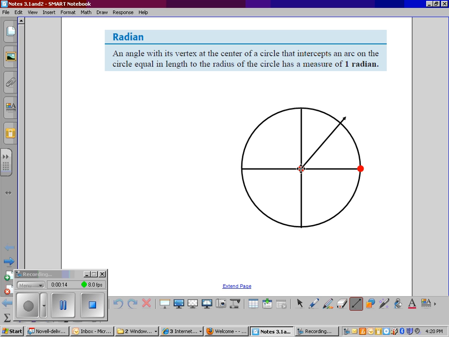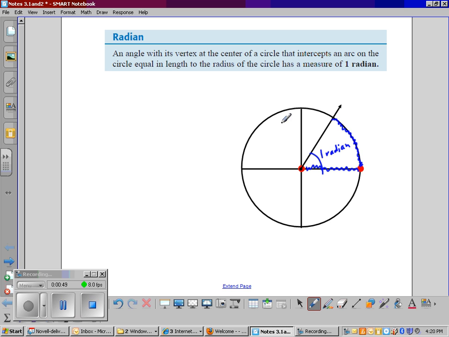If I have an angle on a circle where the length of the arc that's intercepted by this central angle is the same as the measure of this radius, in other words, I could take this length of the radius and bend it and lay it right along the curve of the circle there. If these lengths are the same, then the angle that's intercepted right here is 1 radian. So that by definition is a radian.